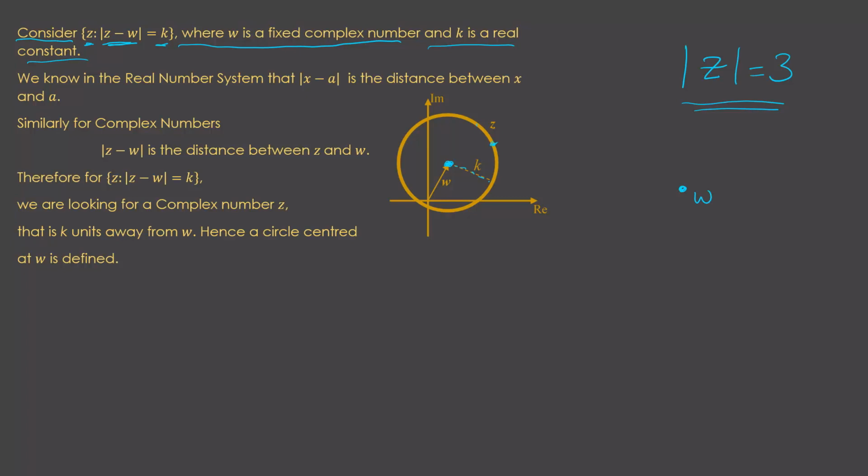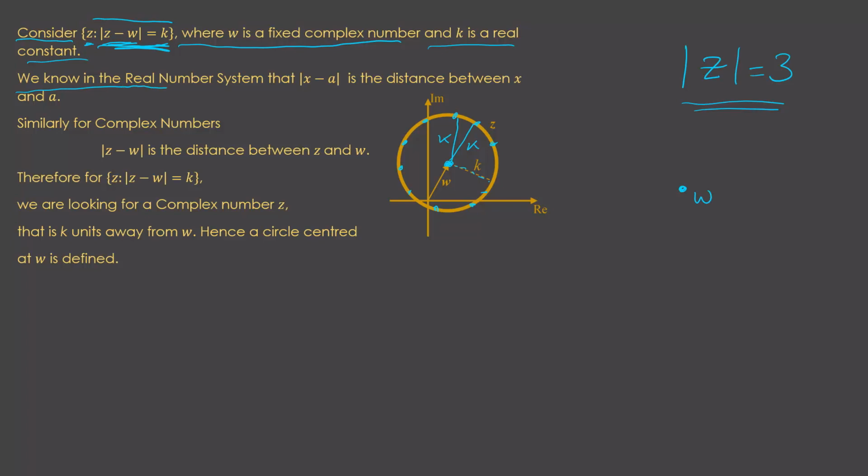Z is going to be the set of all of the points that lie on this circumference, because all of those points are going to be a distance K from the complex number W. So it's important to remember this form. Mod z minus w is equal to k for a circle centered at the complex number W. You'll be expected to draw them and recognize them.